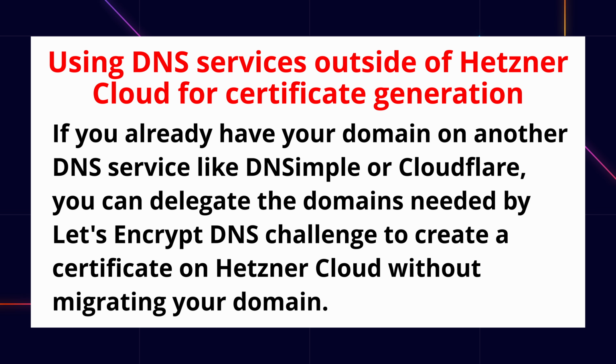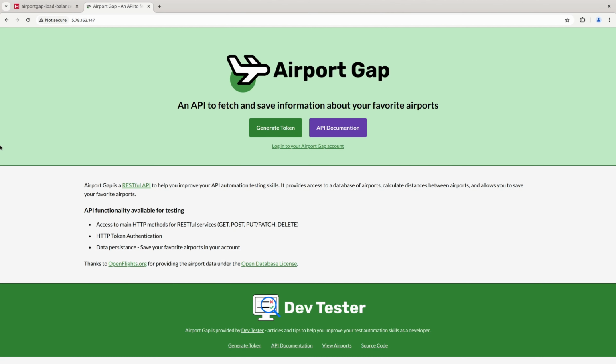I don't want to migrate the airportgap.com domain to Hetzner just to set up SSL for my load balancer. Fortunately, there's a way to delegate the DNS challenge and the subdomain over to Hetzner's DNS to have it create a certificate while keeping your domains in your preferred DNS service. So I'll show you how you can do that. I'll go through the process of configuring the DNS zone on my Hetzner account to set it up for the Let's Encrypt validation, along with configuring my DNS provider, which is Cloudflare, to allow this process to happen.